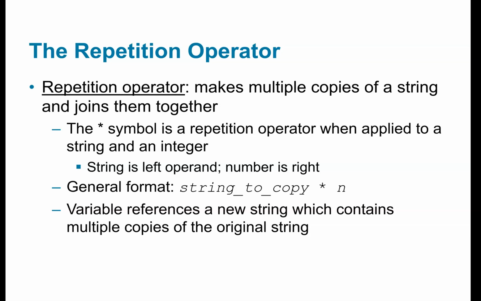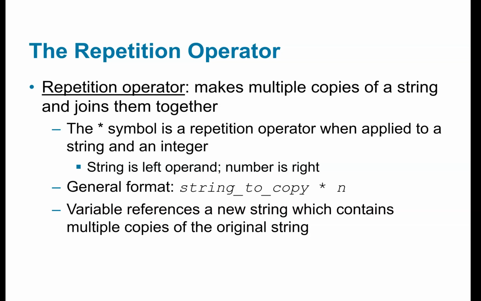The repetition operator makes multiple copies of a string and joins them together. Star is a repetition operator when applied to a string and an integer. So, string to copy times n will give you n copies of the string as a new string.